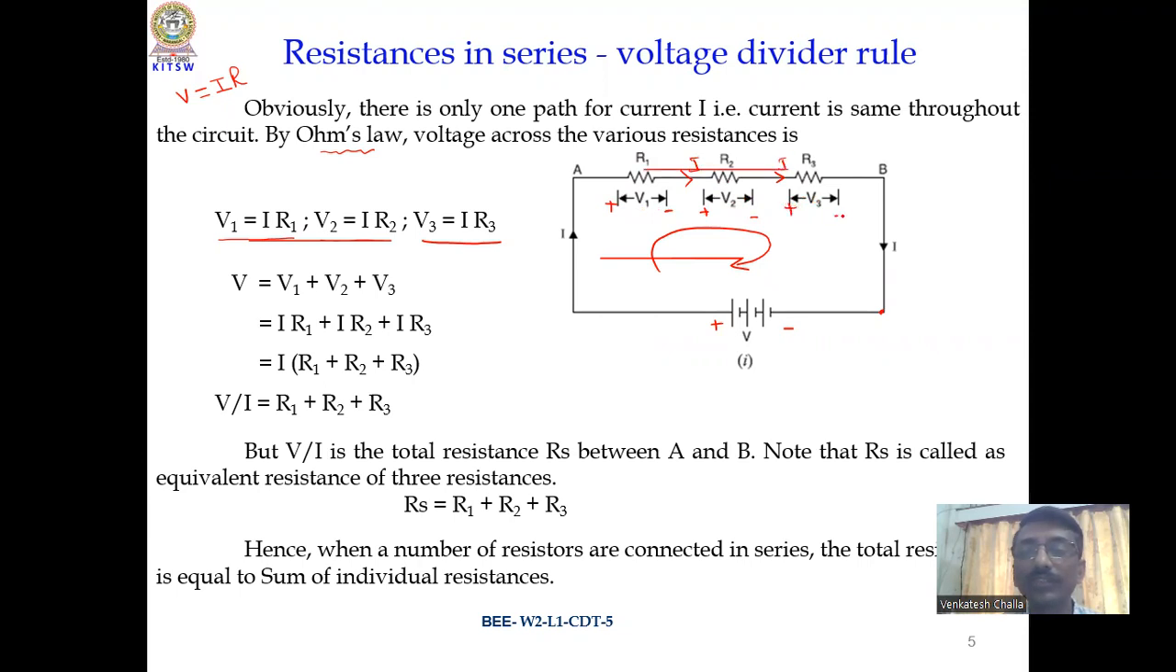So this is plus and this is minus. And current is flowing like this, but this is the active element, so it is minus, this is plus. Okay. So now I can write KVL here.